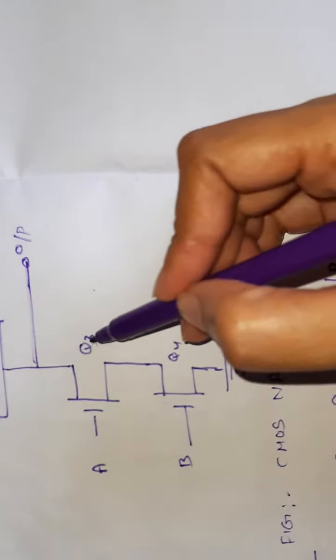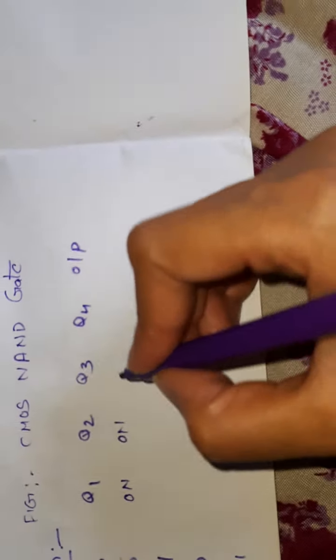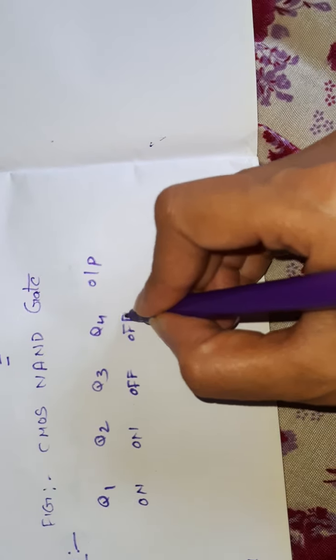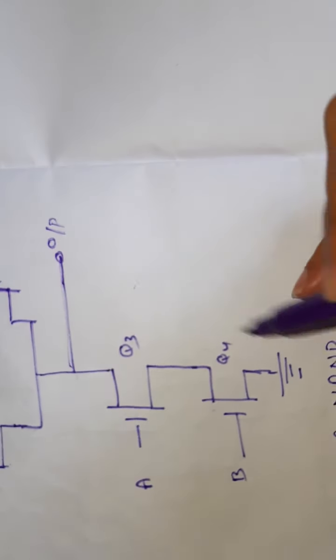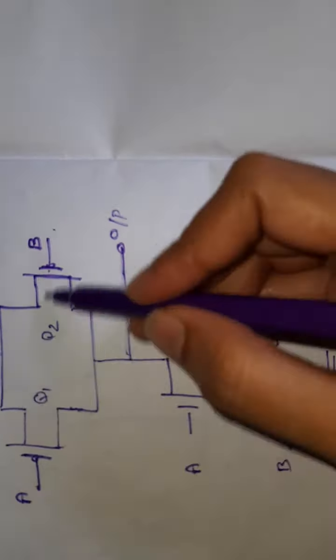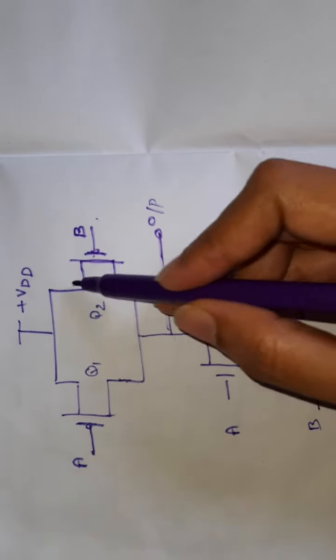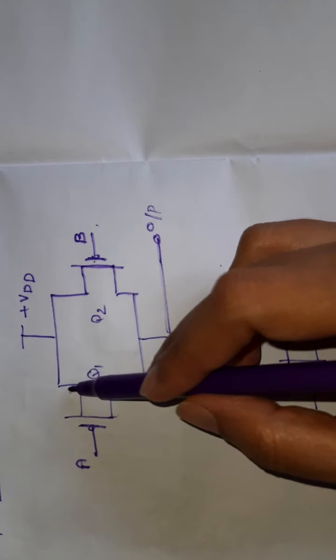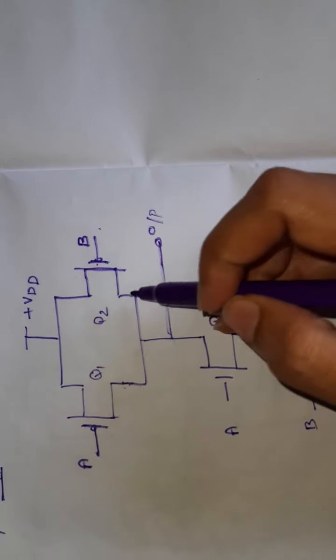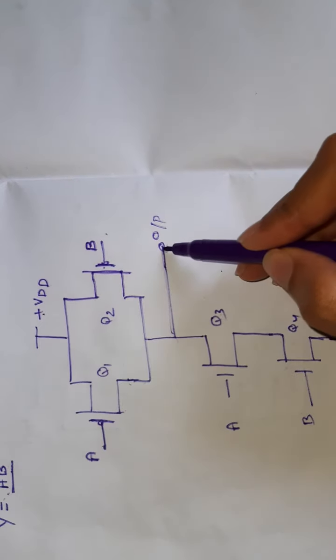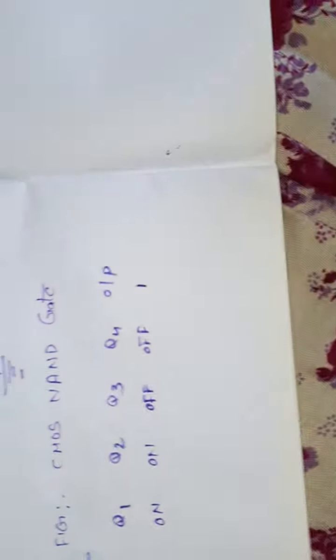So next Q3 and Q4 are off. Off in the sense these two transistors are open circuited and these two transistors are short circuited. So both Q1 and Q2 are short circuited. There exists a connection between the drain and source terminals. So we can say that there is a flow of voltage from plus VDD to the output terminal. Then we can say that the output is 1 here.